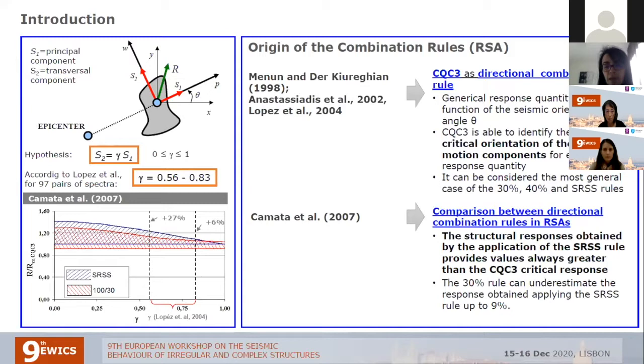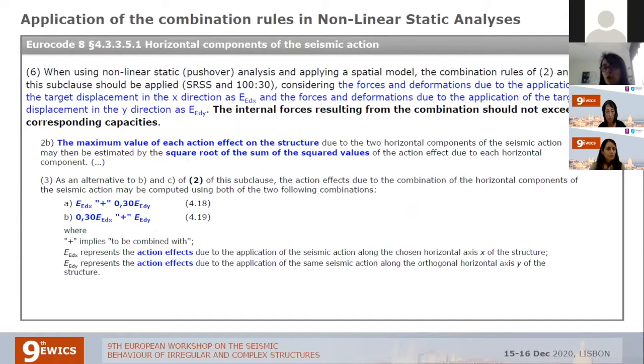Despite these two rules being originally formulated for linear structural responses, the current regulatory codes prescribe their application also for nonlinear static analysis. In particular, Eurocode 8 states that when a spatial model is applied, the SRSS or the 30% combination rule should be applied, combining the action effects due to the application of the seismic actions, according to this code.